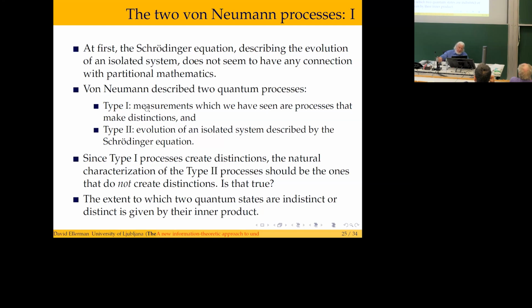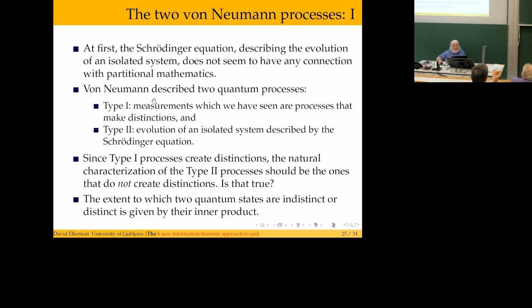Moving on, let's go to von Neumann's two processes. Where does the Schrödinger equation come into this interpretation? Well, von Neumann had these two processes, everybody knows. Type one is measurements, and we've already seen that measurements are the things that introduce distinctions. So how would you characterize evolution by the Schrödinger equation? Well, it would be evolution that doesn't make distinctions. The extent to which two quantum states are distinct is the inner product. And so the natural characterization of type two is evolution that does not change the inner product between two states.